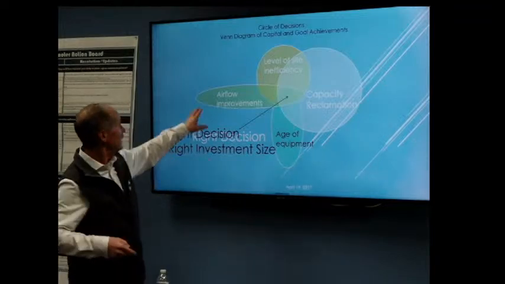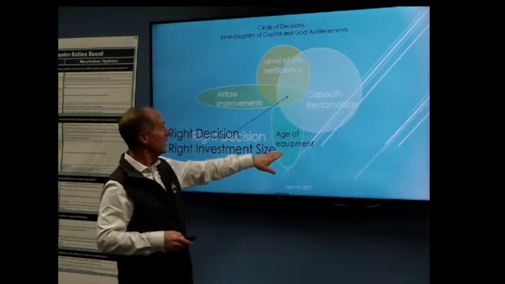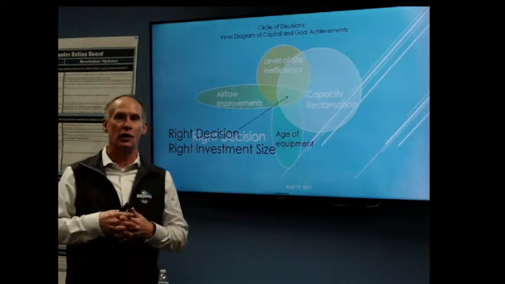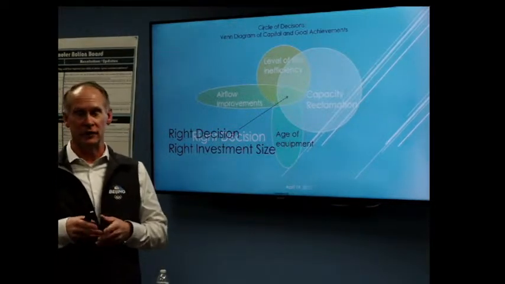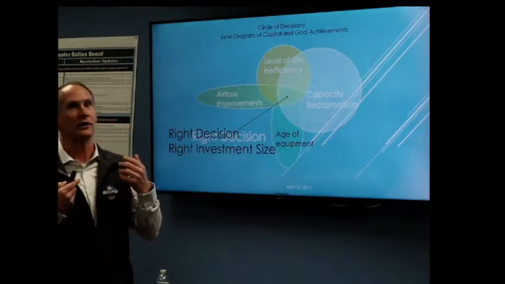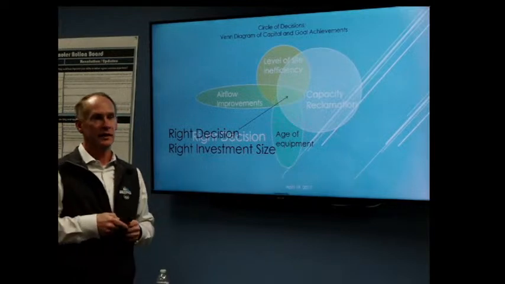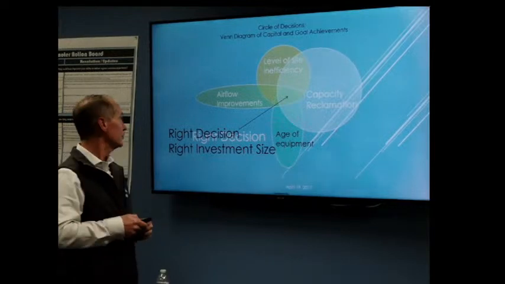So even though we're talking about airflow, capacity reclamation, age of equipment, and level of site inefficiency, it really ties to all layers of your critical infrastructure ecosystem. Your building, your generator, everything that goes in to provide that one piece of bit and byte traffic to go out to the customers.